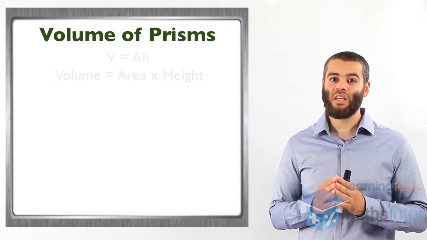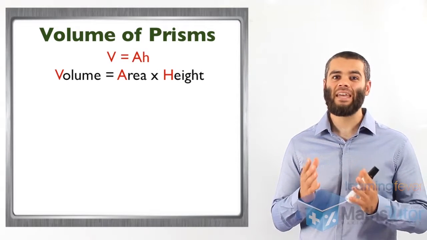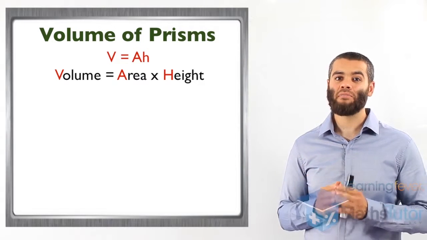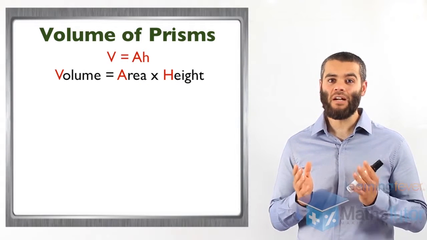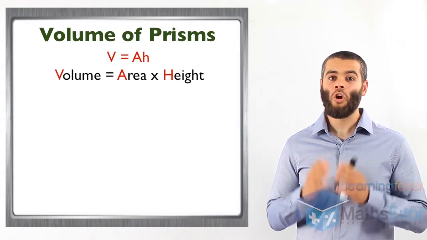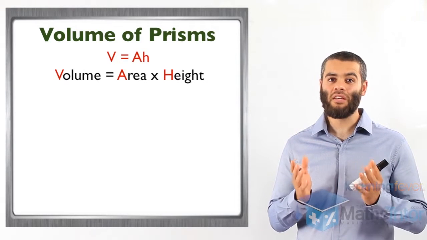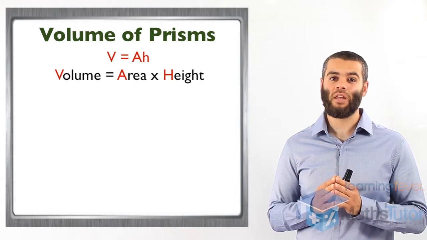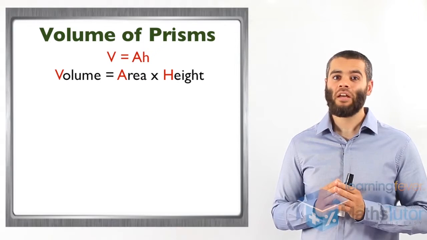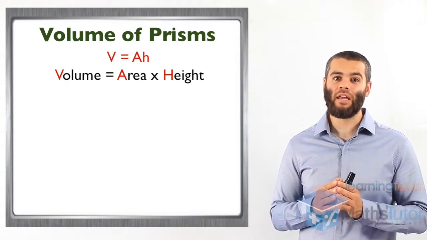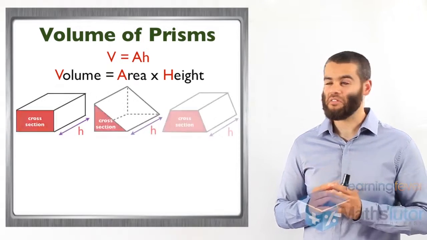The formula is V equals AH. Volume equals area times height. The area is the area of the cross section. What is the cross section in a 3D shape in a prism? Here we're talking about prisms. Let's look and first identify a cross section before we start working out the volume of prisms.